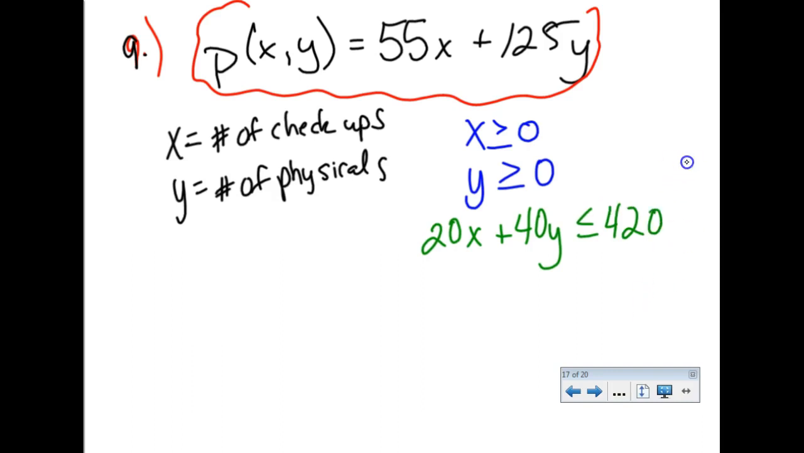And then there's one more clue. It says that the doctor can have no more than 6 physicals scheduled per year. So the number of physicals has to be no more than, so less than or equal to 6.